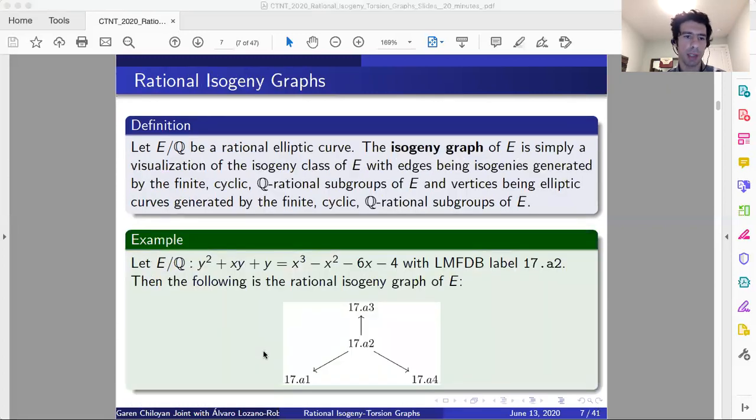Let E be a rational elliptic curve. The isogeny graph of E is simply a visualization of the isogeny class of E, with edges being isogenies generated by the finite cyclic Q-rational subgroups of E, and vertices being elliptic curves generated by these same finite cyclic Q-rational subgroups of E. For example, consider this rational elliptic curve here. It has an isogeny class of size 4. With the isogeny graph, there is a clear way of how the isogenous curves fit together in a sense.